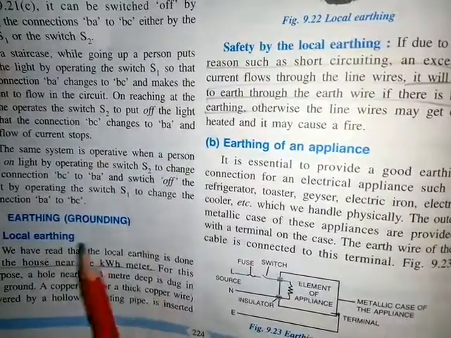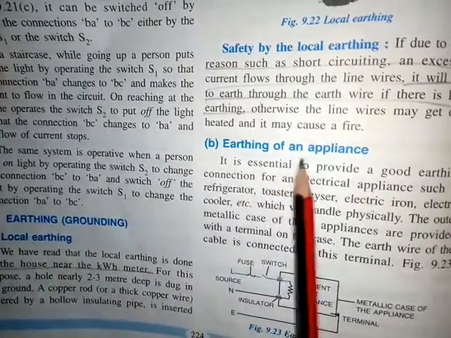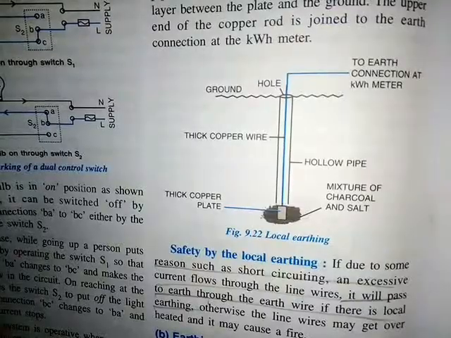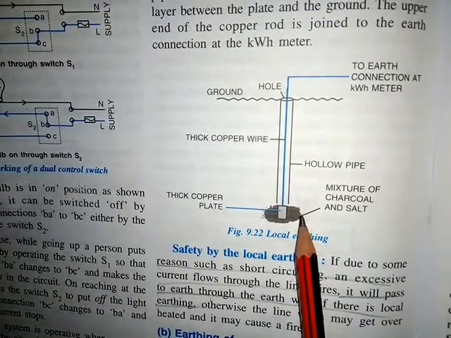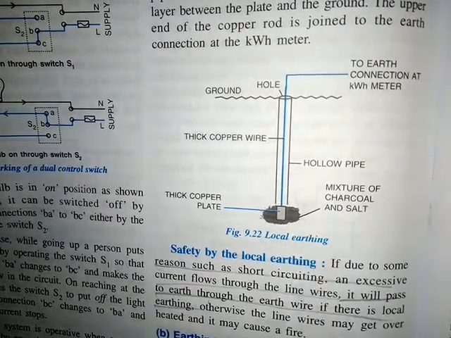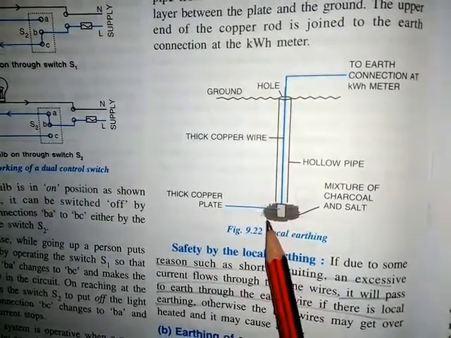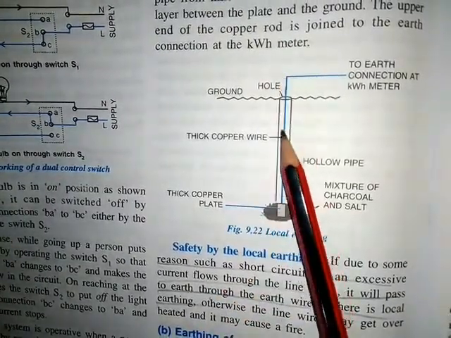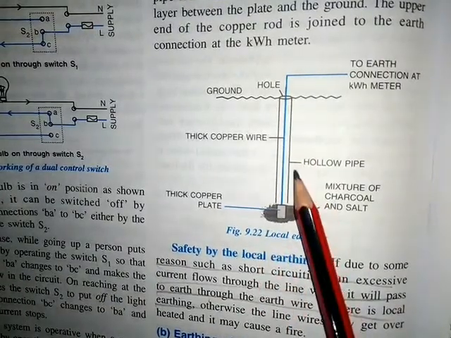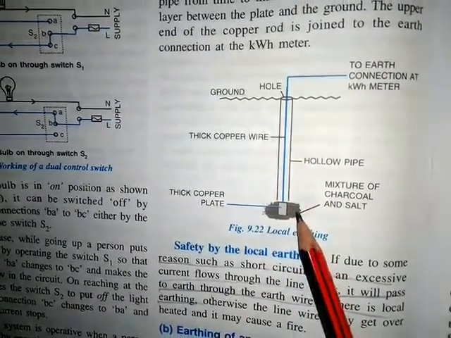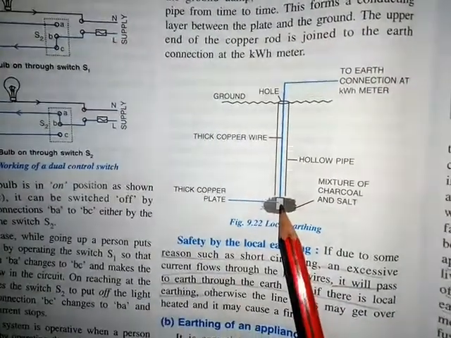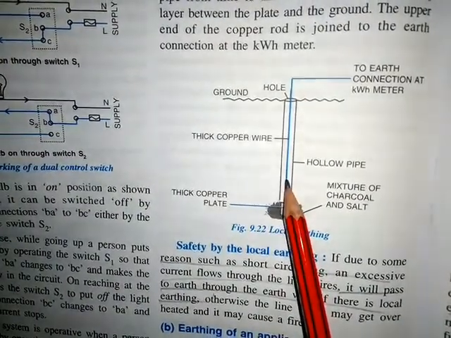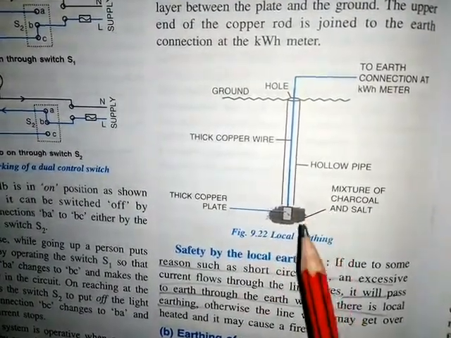Earthing or grounding. There are two types of earthing, local earthing and earthing of an appliance. First we will study about local earthing. Local earthing is done in the house near the kilowatt-hour meter. For this purpose, a hole nearly 2-3 meter deep is dug in the ground. A copper rod or a thick copper wire covered by a hollow insulating pipe is inserted in the hole. A thick copper plate of dimension 15 to 50 cm is welded at the lower end of the copper rod and it is buried inside the ground as shown in the figure.